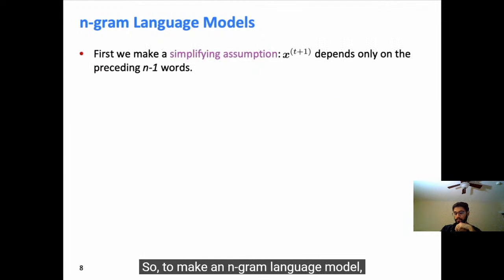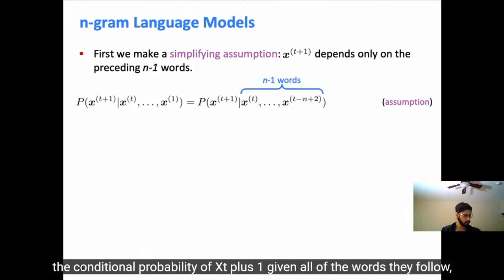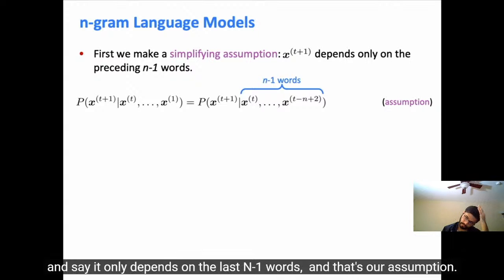Here's some more detail. To make an n-gram language model, first you need to make a simplifying assumption, and this is your assumption. You say that the next word, x_{t+1}, depends only on the preceding n-1 words. So what we're assuming is that the conditional probability of x_{t+1} given all of the words so far, we're just going to simplify that and say it only depends on the last n-1 words, and that's our assumption.